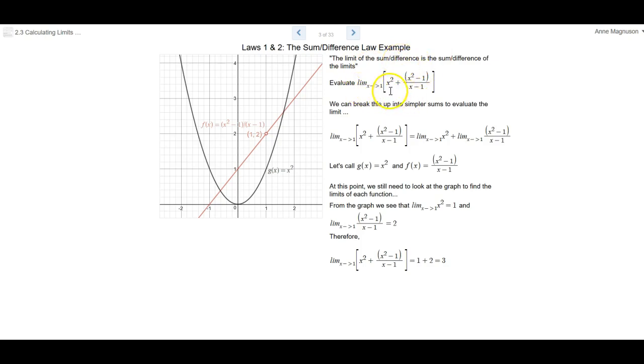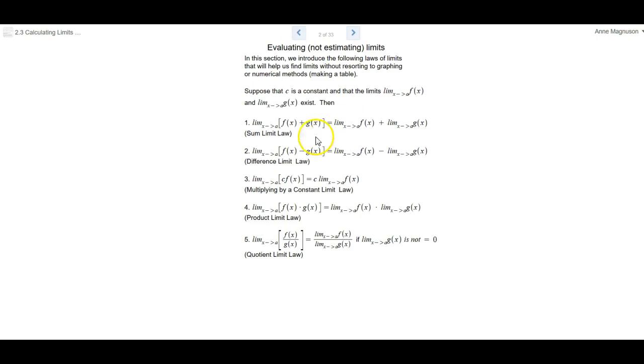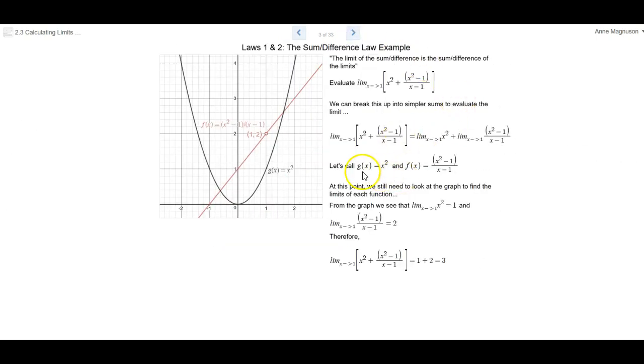Looking at this, the limit of this function as x approaches 1, this law is telling me that I can break this up into two limits, the sum of two limits. So I can apply that law that used the terminology f of x and g of x. I'm saying, okay, let's call g of x that first term and f of x that second term. I can find the limit of each function. I still need to use a graph to do that at this point.